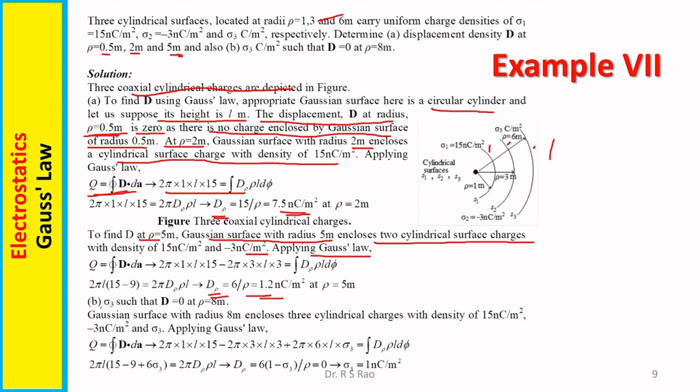That's all. Now B, sigma 3 such that D equal to 0 at rho equal to 8 meters. A Gaussian surface with radius 8 meter encloses three cylindrical charges with densities 15 nanocoulombs per meter square, minus 3 nanocoulombs per meter square and sigma 3. Applying Gauss law, Q equal to the integral of D dot dA. Application involves sigma 3. Solution results in sigma 3 equal to 1 nanocoulomb per meter square.